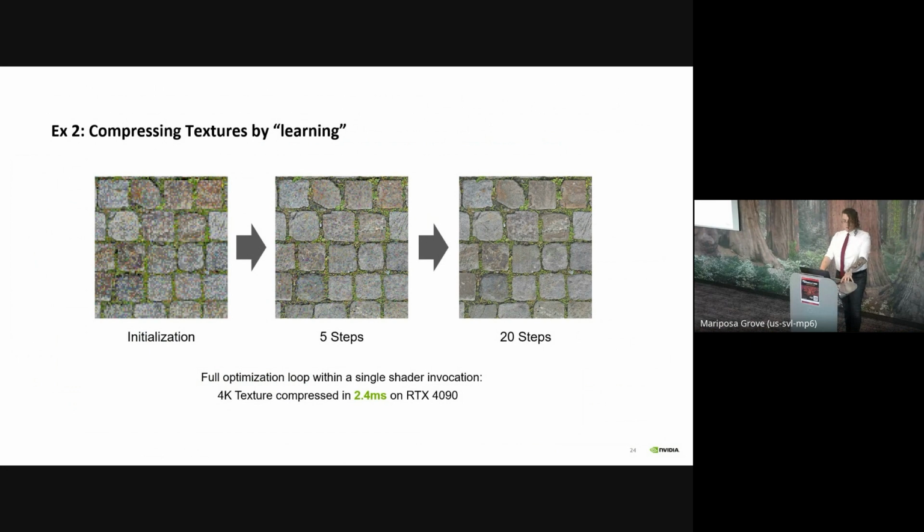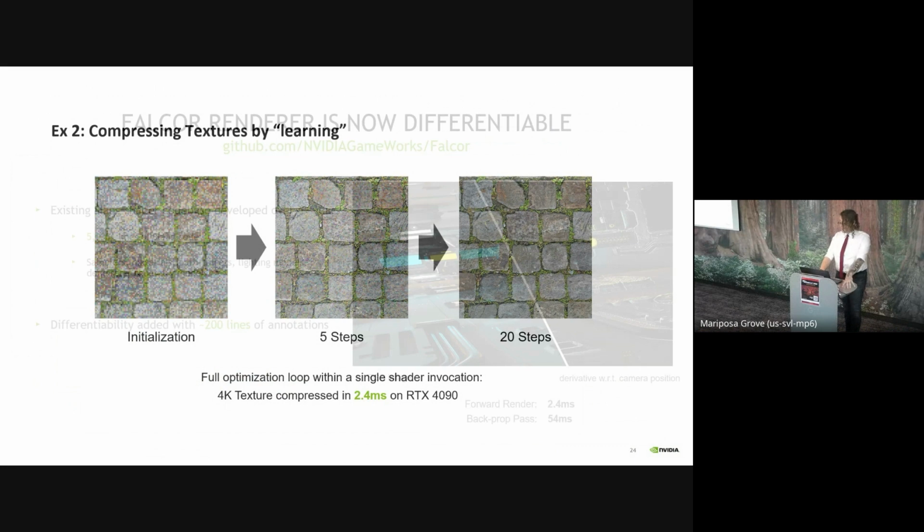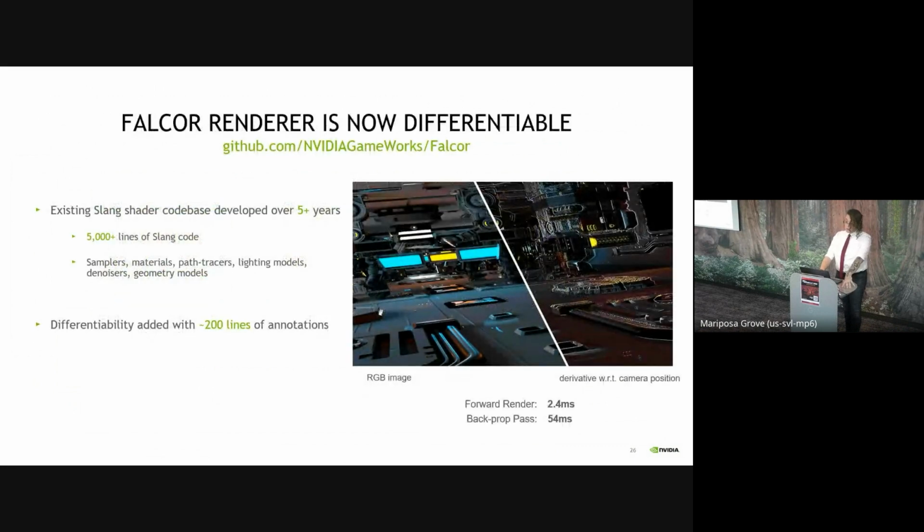So these kinds of benefits of integrating machine learning techniques into rendering code are part of why we've taken that approach with the Falcor rendering code base. This is the open source rendering code base that NVIDIA's real-time rendering researchers use, and they've made the majority of that shader code base differentiable. So they took a shader code base written in Slang that's been developed over more than 5 years. It's more than 5,000 lines of Slang code for the path tracing logic that they're using here. And with about 200 lines of annotation, they were able to get full differentiability through the path trace results. So here we see an example of a primal image that was rendered, and then the derivatives of that with respect to camera position produced automatically.